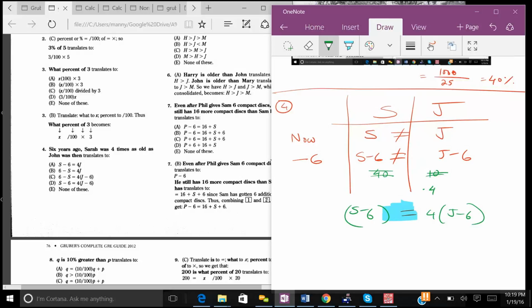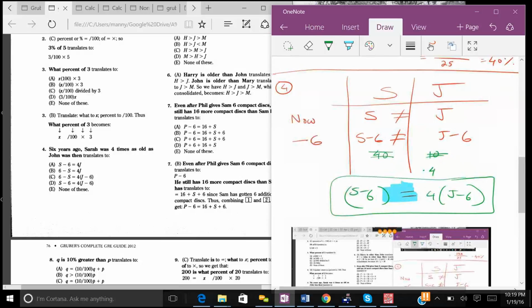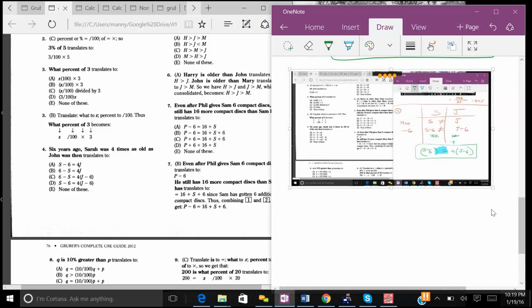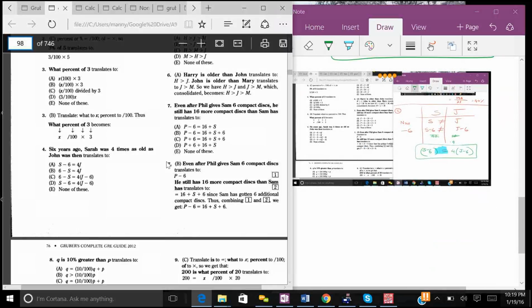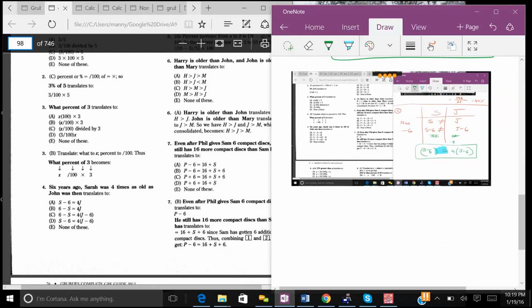The important thing is to know that if you always look for something equal to something, you can convert the word problem into an equation. That's how you should do these kinds of problems. So convert word problems into equations. Let me actually copy and paste this here, so we'll have the note here. All right. The next question I want you to look at is number 7.